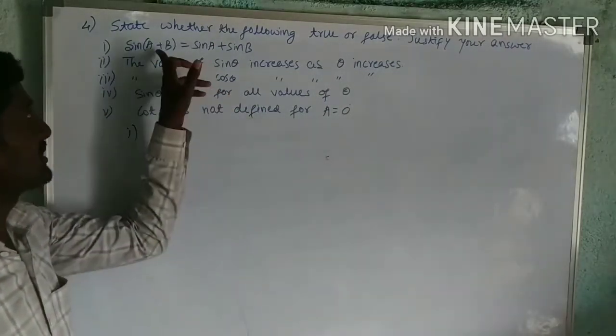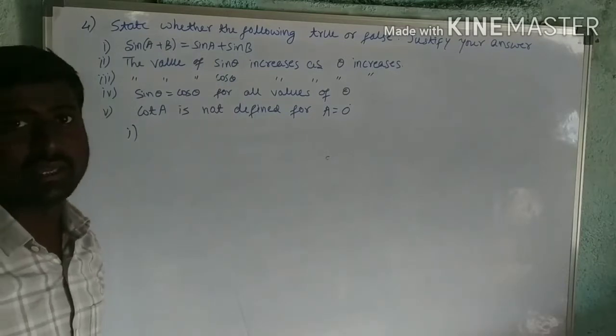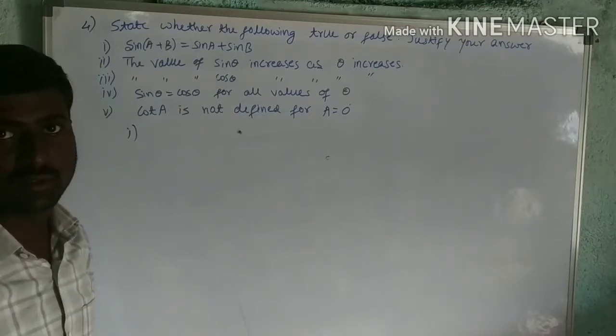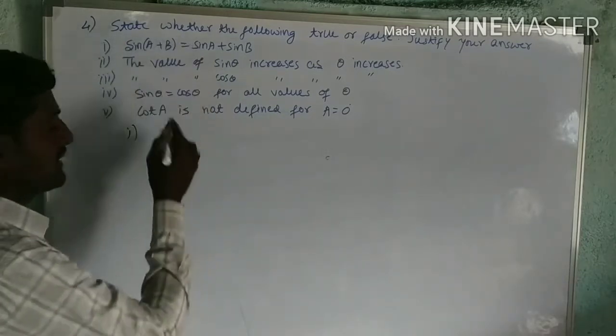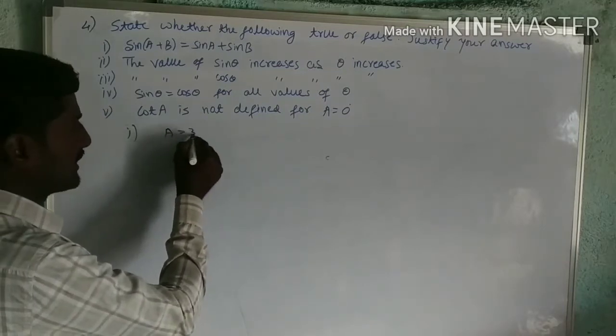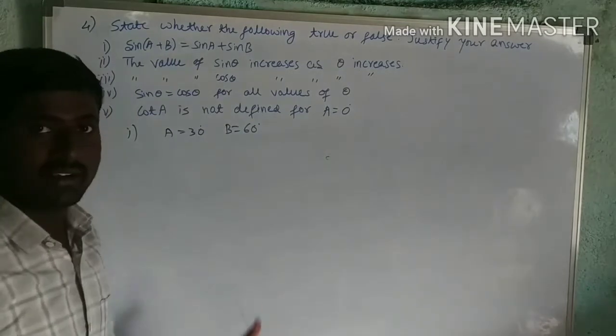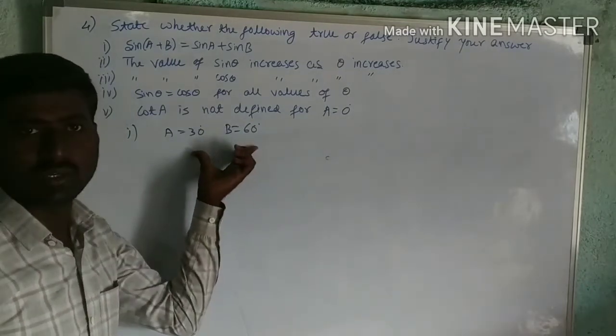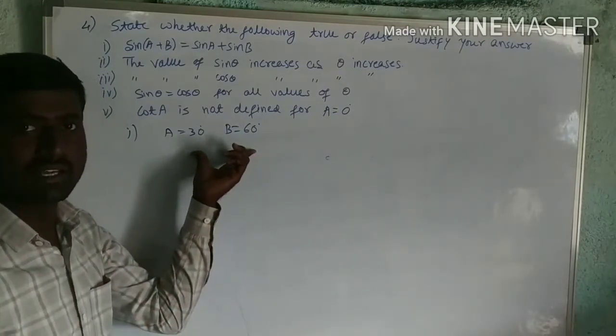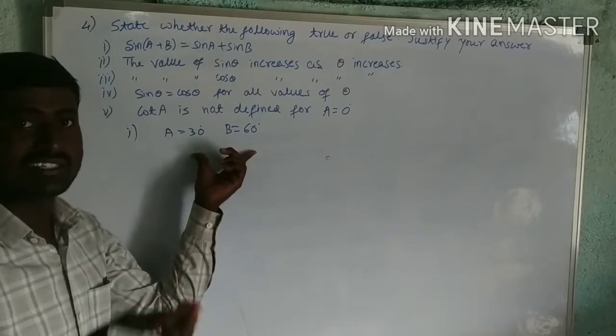So let us see the first question. Sin of a plus b is equal to sin a plus sin b. Whether it is true or false, I have to check. Now here two angles are there. Here I will take a as 30 degrees and b as 60 degrees. It doesn't mean that you should take 30 and 60 only. You can take 0, 30, or 30, 30, or 60, 30 like this.